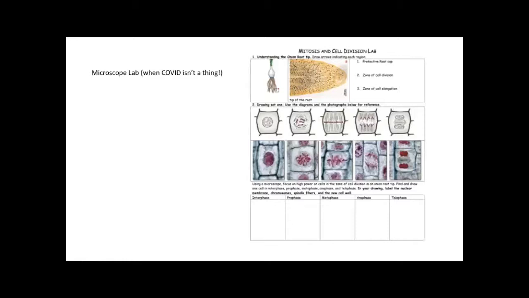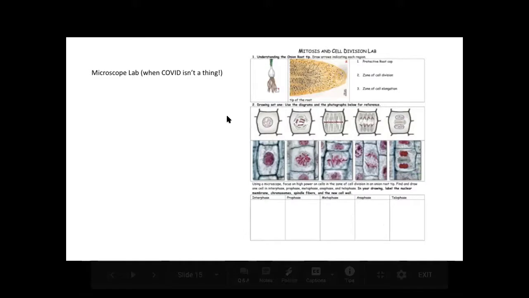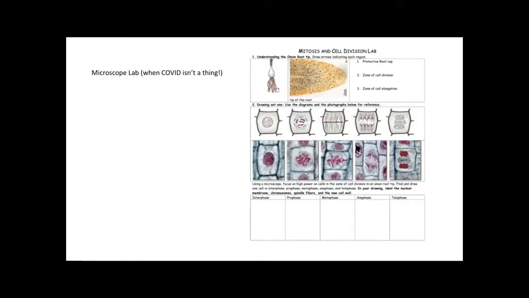Normally what we would do is an onion root tip or a fish blastula lab. You would look at a bunch of slides under a microscope and identify what cells are in what phase and then do a count. So it's kind of the microscope lab that we would do before COVID was a thing. You'd have a lot more microscope time.